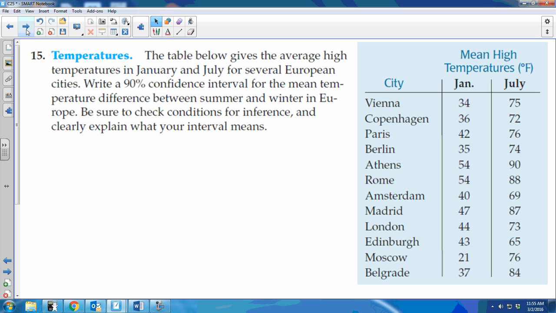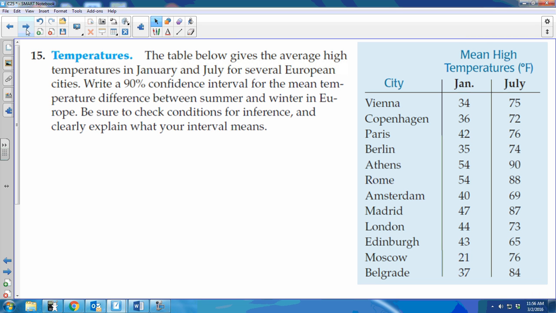All right, so here's our example. The table below, well, I'll put it to the right, gives the average high temperatures in January and July for several European cities. Write a 90% confidence interval for the mean temperature difference between summer and winter in Europe. Be sure to check conditions for inference and clearly explain what your interval means.